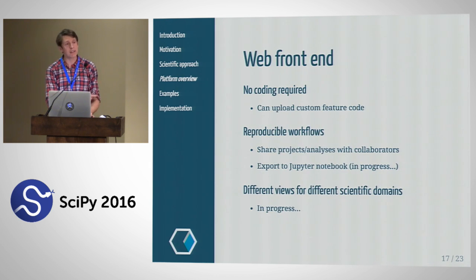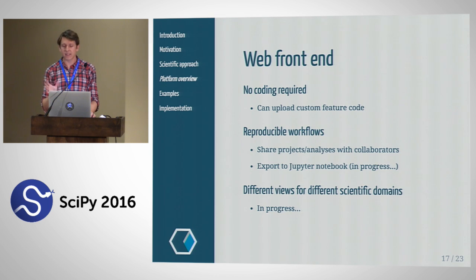So the idea with the web front end is there's no coding required. If you have some existing Python code that you'd like to make use of, you can upload that and we will evaluate those functions for you along with whatever built-in feature functions you select from Cesium. Another big driver of this web front end idea was that it should enable you to share your workflows and your analyses quite easily.